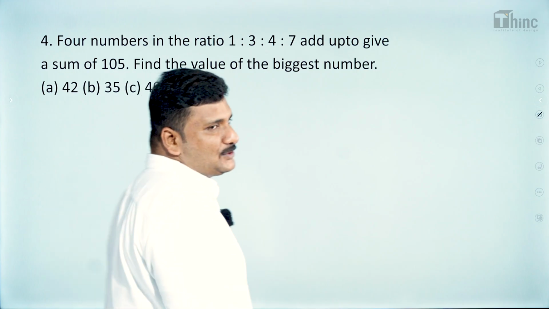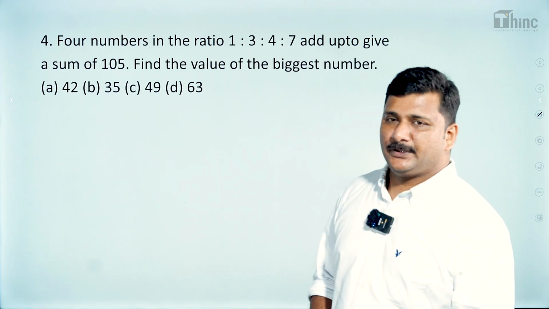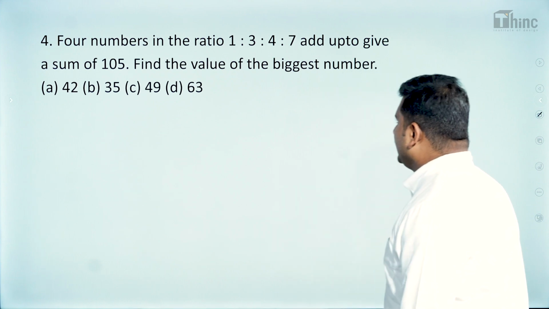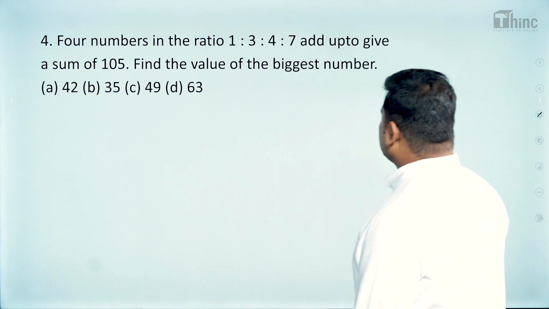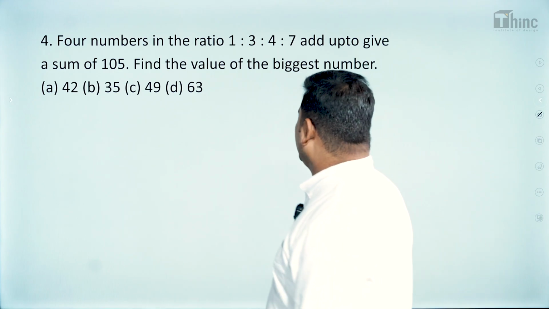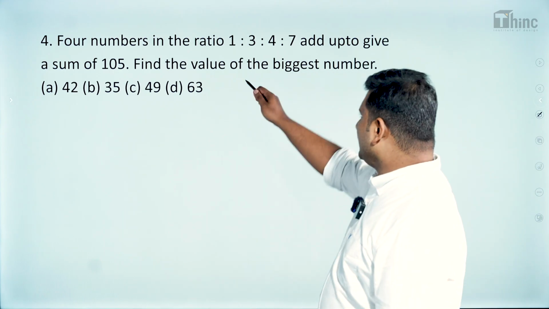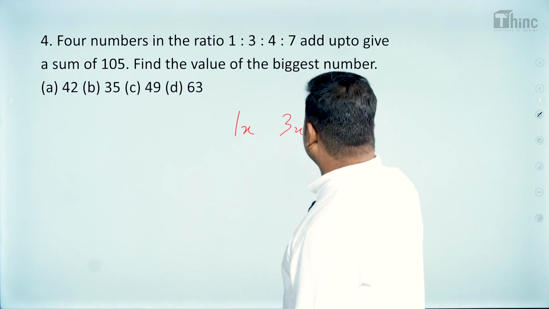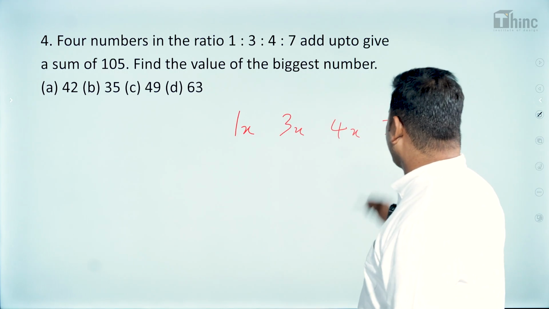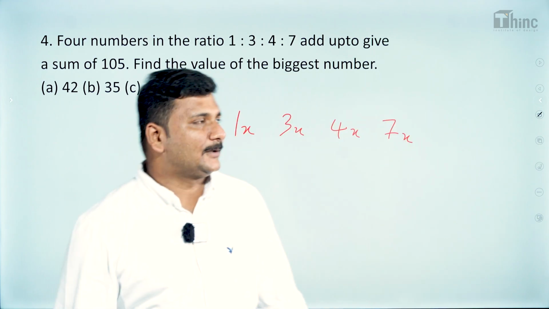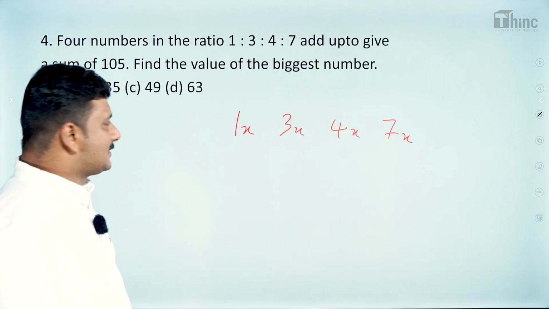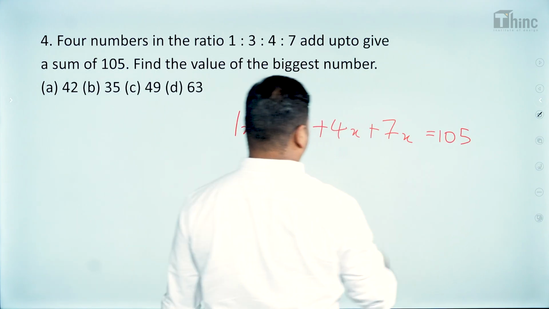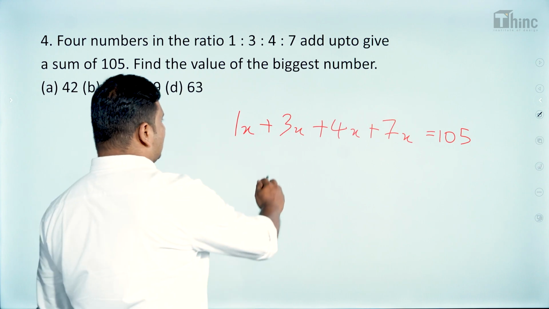This is actually something which is doable, and I think most of you can try this question. So 4 numbers are in the ratio 1:3:4:7, and they add up to give a sum of 105. Find the value of the biggest number. So since the numbers are in this ratio, we can write the actual numbers as 1x, 3x, 4x and 7x, right? And they add up to 105. So when we add all these up, we will get 105. So basically 15x is 105.